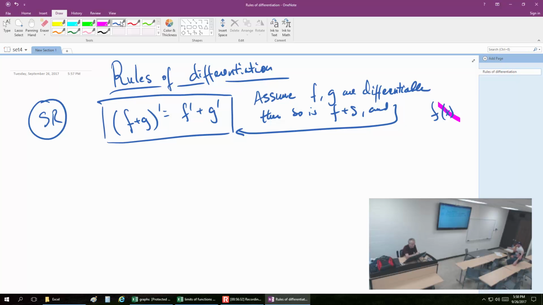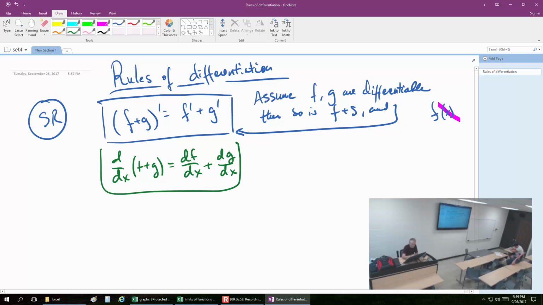But I want to state also this formula, the sum rule, using the Leibniz notation. I'm sorry, Leibniz notation; this was Lagrange notation. So this is what it looks like. It looks quite a bit different, but certainly it is the same. The derivative of the sum is equal to the sum of derivatives under these assumptions. Okay?